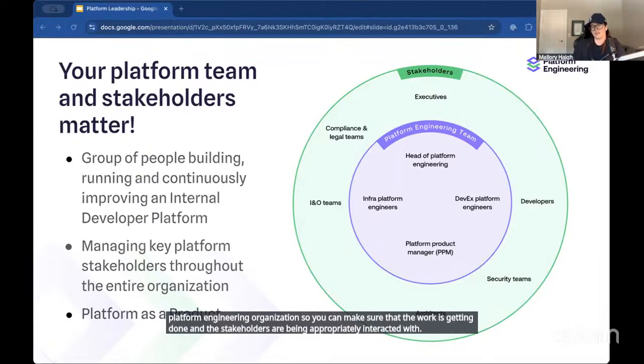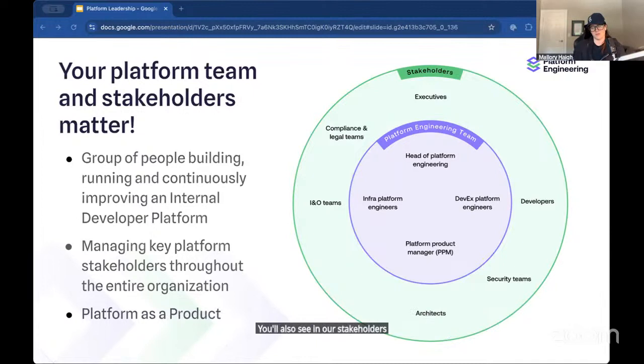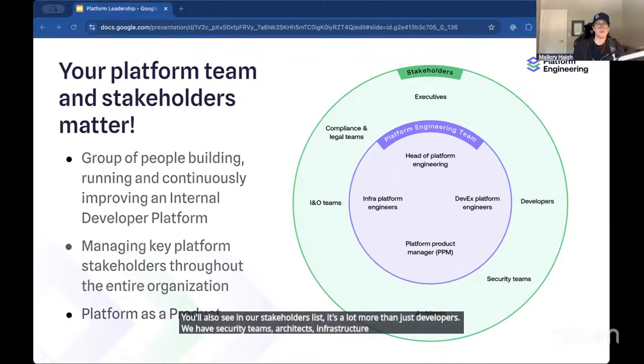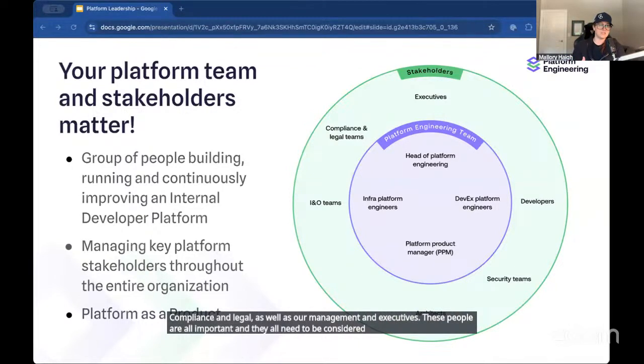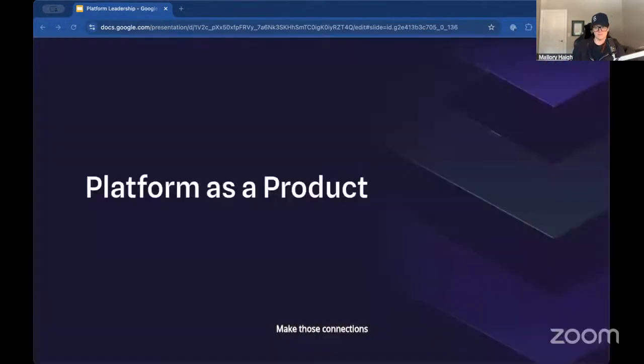You'll also see in our stakeholders list, it's a lot more than just developers. We have security teams, architects, infrastructure and operations teams, sometimes also called cloud teams, compliance and legal, as well as our management and executives. These people are all important and they all need to be considered inside of your platform initiative. Make those connections early and keep them.